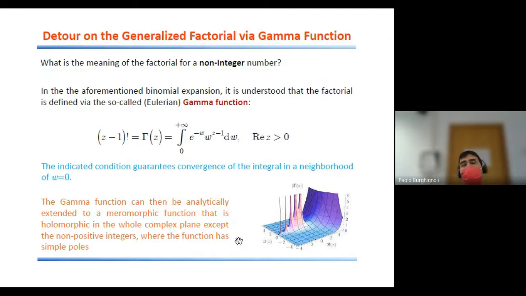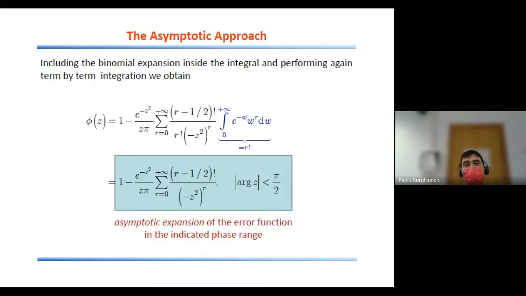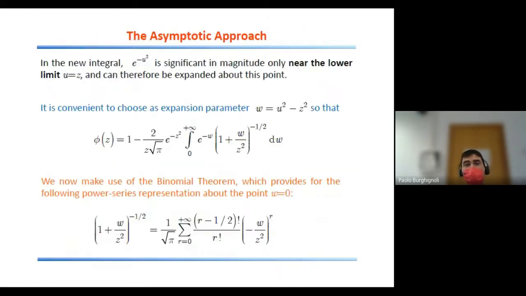If you remove the poles, the function is analytic anywhere else. So that's a meromorphic function by definition, a function whose singularities are poles. And there is an infinite number of poles. Okay, having said that, let us come back to our binomial expansion.